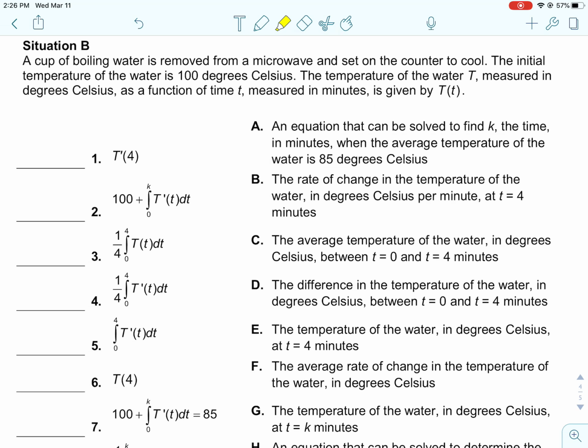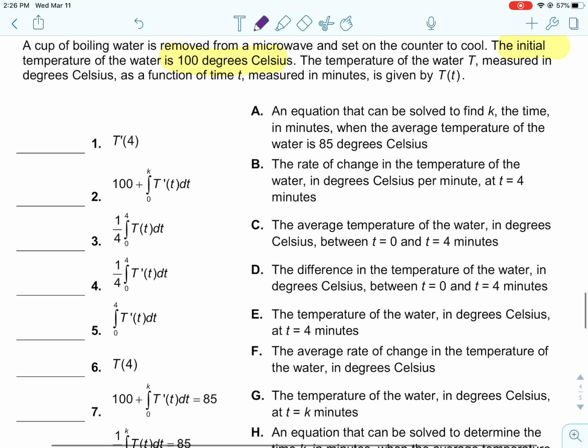Not really, I'll get you started. All right, a cup of boiling water is removed from a microwave and set on the counter to cool. The initial temperature of the water is 100 degrees Celsius, so that's important. The temperature of the water, T, is measured in degrees Celsius, and then is a function of time, T, which is measured in minutes. All right, so our information is a little different here, and they're asking you to find some different things like T of 4 and T prime of 4 that are kind of review problems.